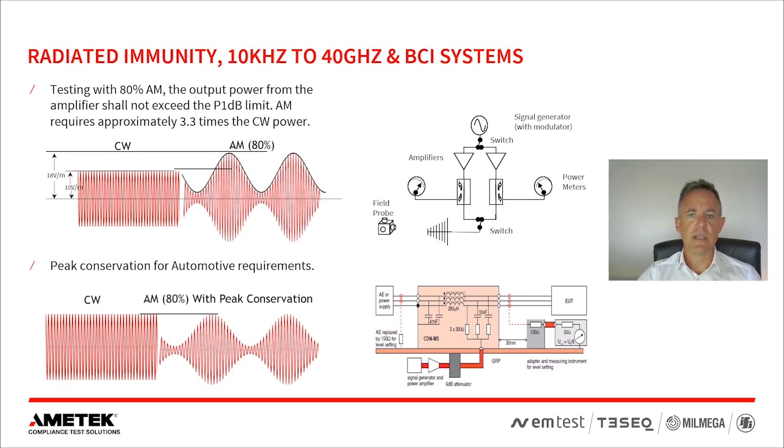As an example, the 80% AM modulation required for the commercial IEC 61000-4-3 standard is where we would focus on the P1dB performance of the amplifier, whereas for the peak conservation required for automotive standard ISO 11452-2, saturated power can be considered. Due to the wide range of requirements from all the different industries, a combination of solid-state and TWT amplifiers often provide the best technical and cost-effective solution.